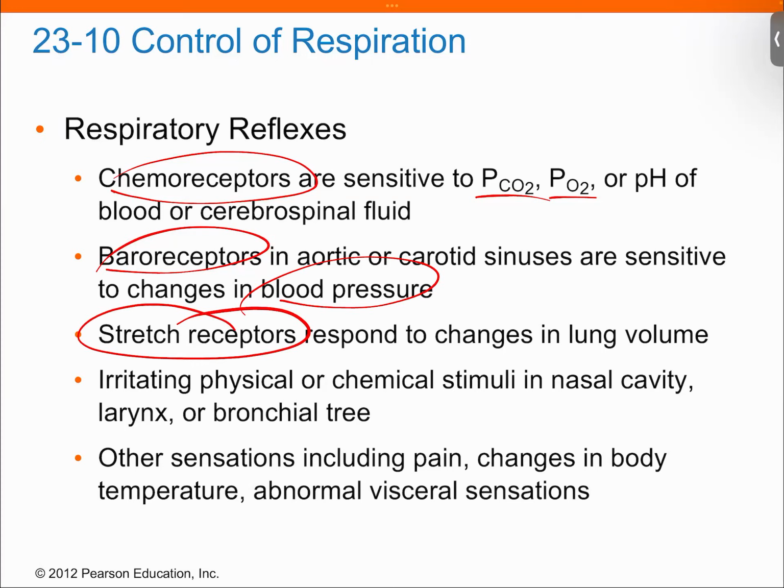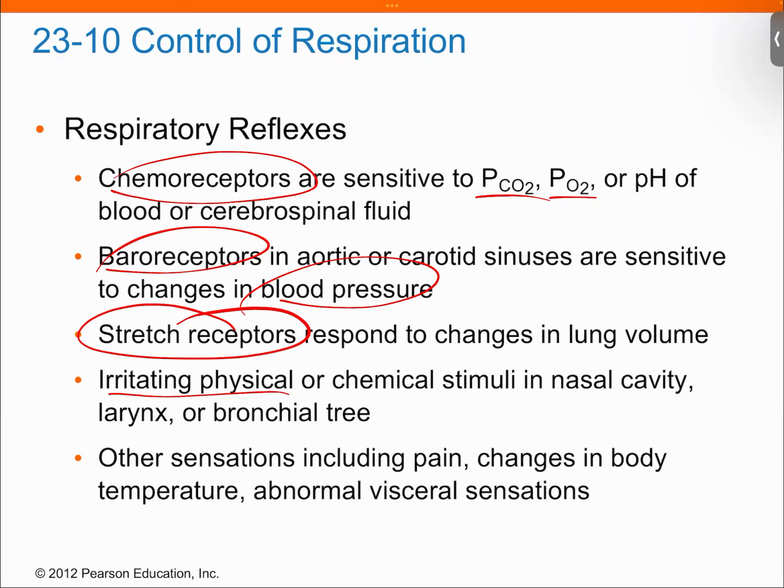Other things that can cause a reflex are irritations, like chemical irritations, things of that nature in your nasal cavity. So your sneeze reflex, your cough reflex will do that. Other things as well, like pain and things of that nature, those are less frequent, unless you've had a core body injury or something like that.